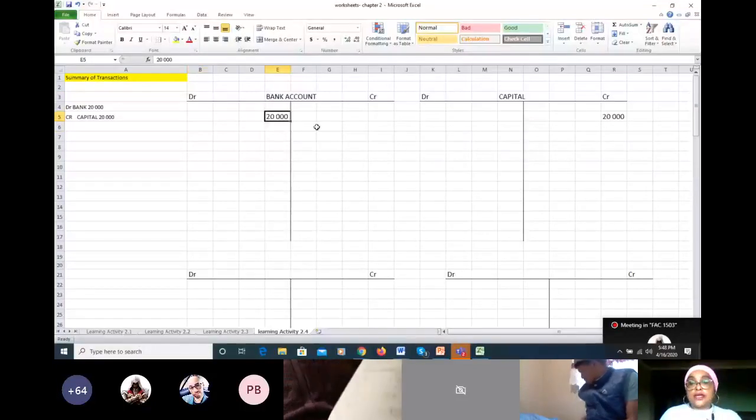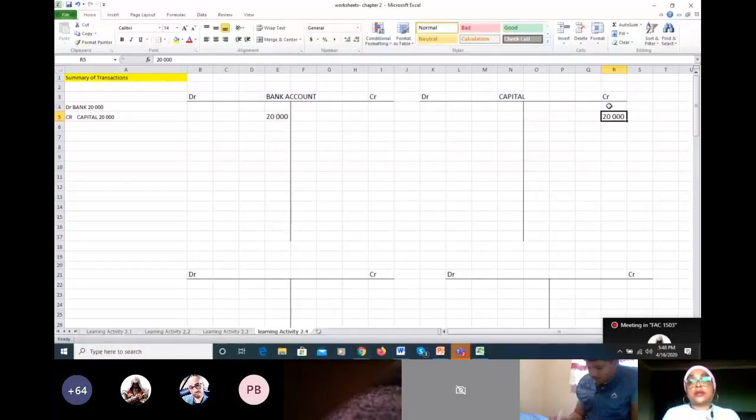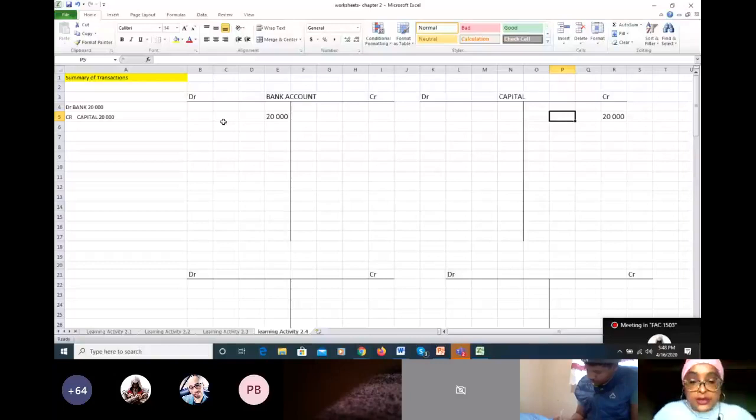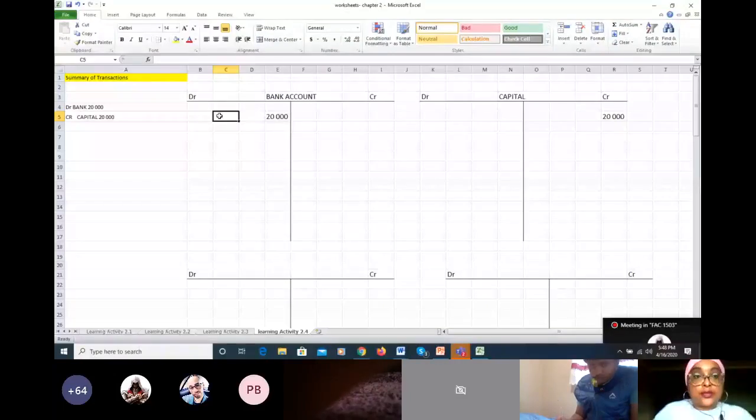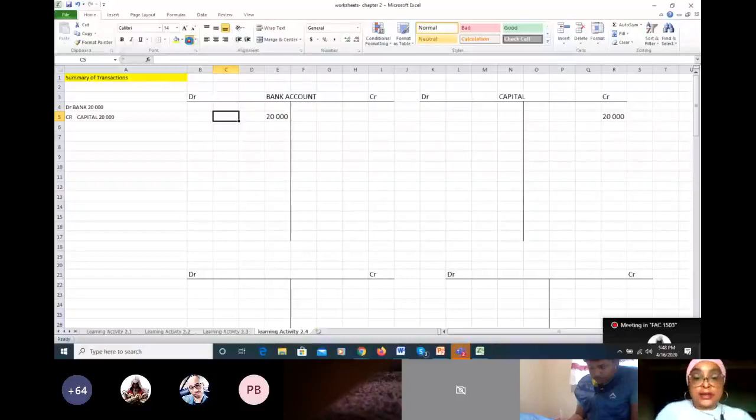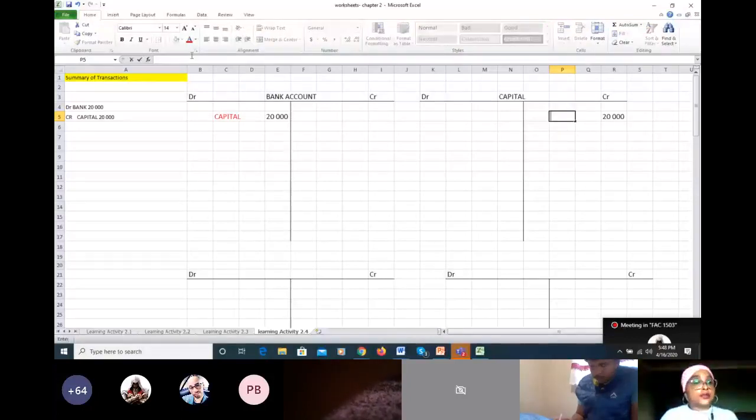Now, I find that when I do ledgers, it is much simpler to work from right to left, for the simple reason that it becomes very overwhelming if you start with the date first. So I'm going to put my 20,000. In order to cross-reference, I'm going to switch these two accounts around. So I'm going to put capital here, and here I'm going to put bank. Can you see I'm putting the opposite of what it was? Then I'll put the date.